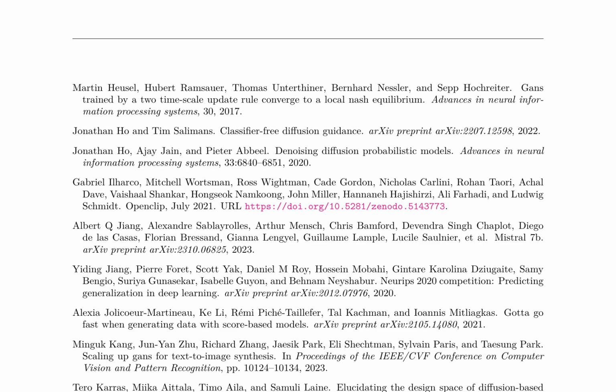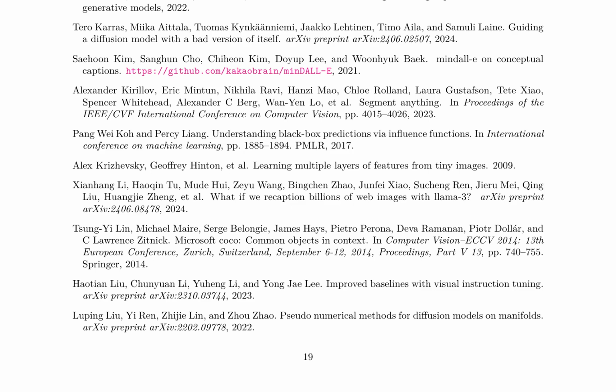The paper discusses the advancements in deep learning models, particularly focusing on the development of GANs and their convergence to a local Nash equilibrium. It also highlights the use of a two time-scale update rule for achieving this convergence. Furthermore, the authors explore the concept of classifier-free diffusion guidance and its application in denoising diffusion probabilistic models. In addition, the paper mentions the OpenCLIP project, which aims to provide a comprehensive library for various CLIP models. Moreover, it discusses the Mistral 7B model, a large-scale language model designed for efficient processing and understanding of natural language.